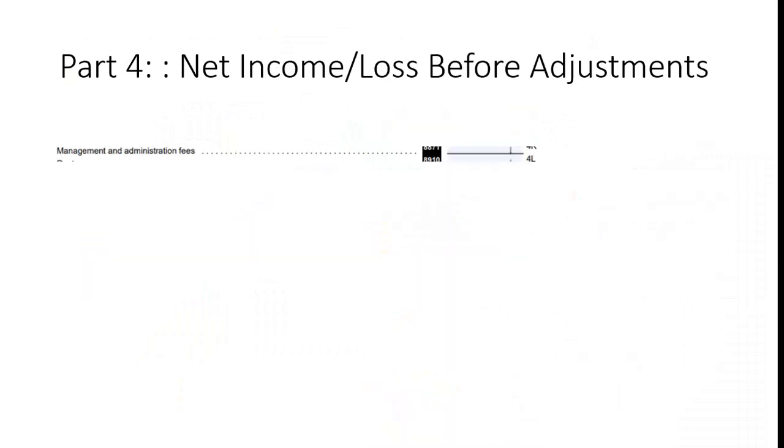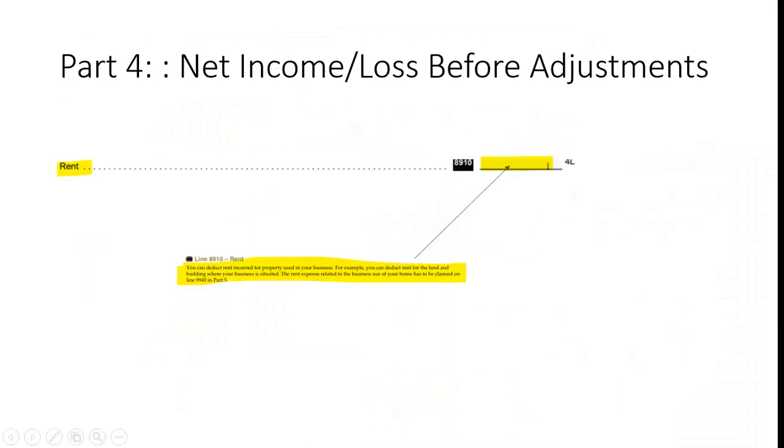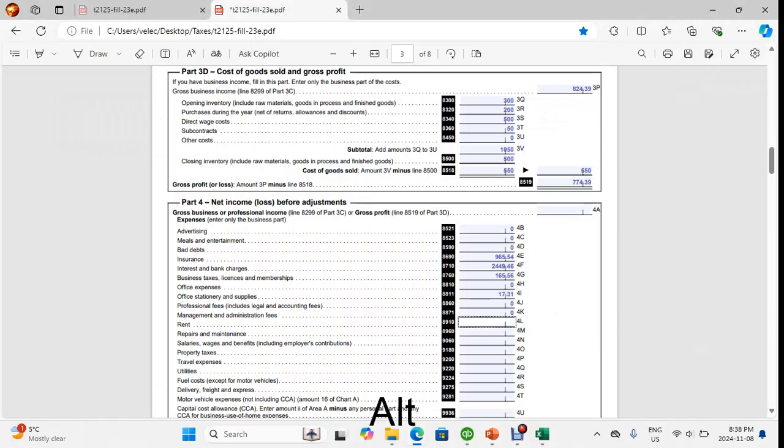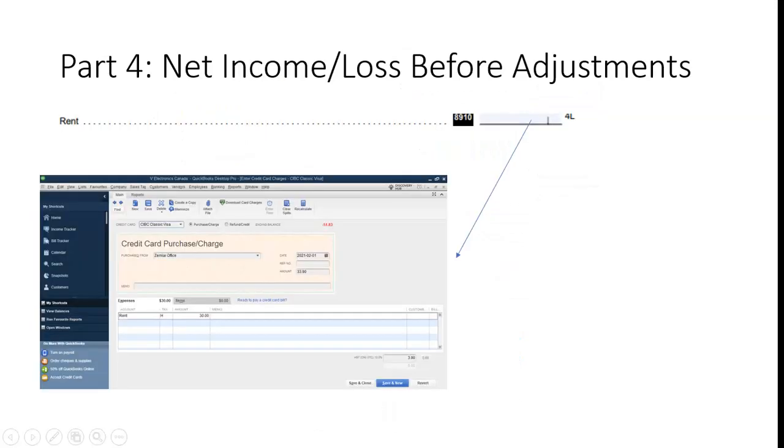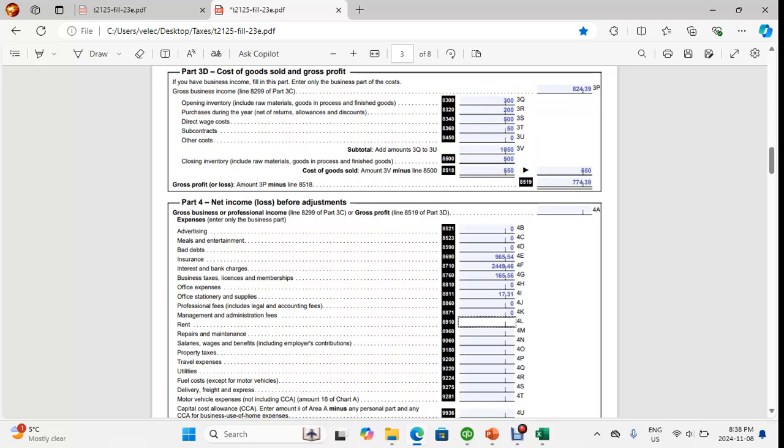Okay. Next, you have rent. So you can deduct rent for property used in your business. You can deduct rent for land and building where your business is situated or located. Your business use of home has to be declared somewhere else. It'll be on line 9945, not on this line. So again, you can find your rent expense under your QuickBooks reports. So this will be zero.